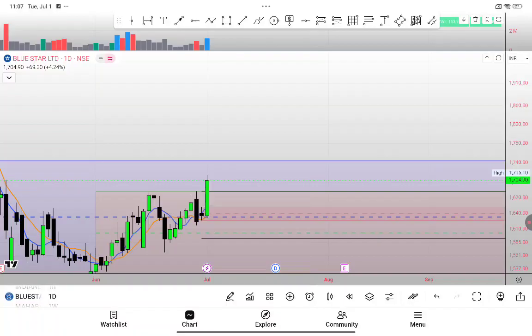The third condition is that the stock should have some relative strength. So we'll put in a condition relative to relative strength, right? This is all about the technical parameters which we need to put in the scanner.